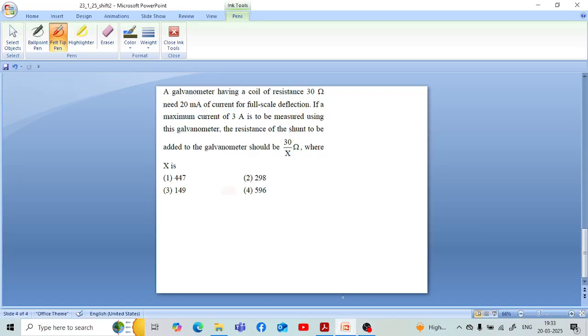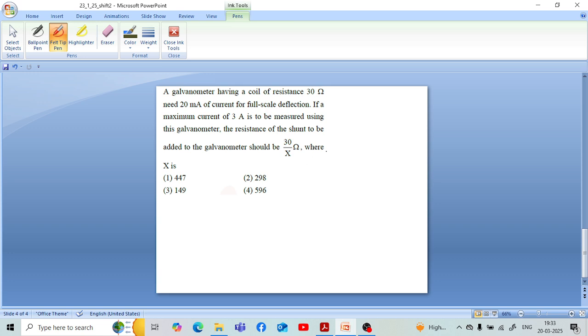Hello students, the question is: a galvanometer having a coil of resistance 30 ohms needs 20 milliampere of current for full scale deflection. If a maximum current of 3 ampere is to be measured using this galvanometer, the resistance of the shunt to be added to the galvanometer should be 30 upon x ohms, where x is: option 1, 447; option 2, 298; option 3, 198; option 4, 149; and option 5, 596.